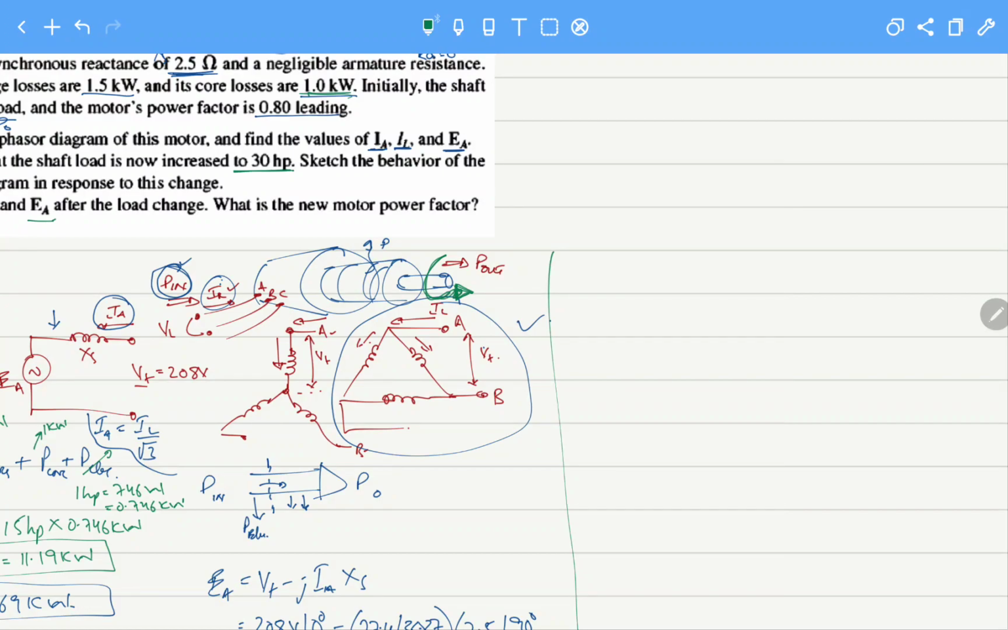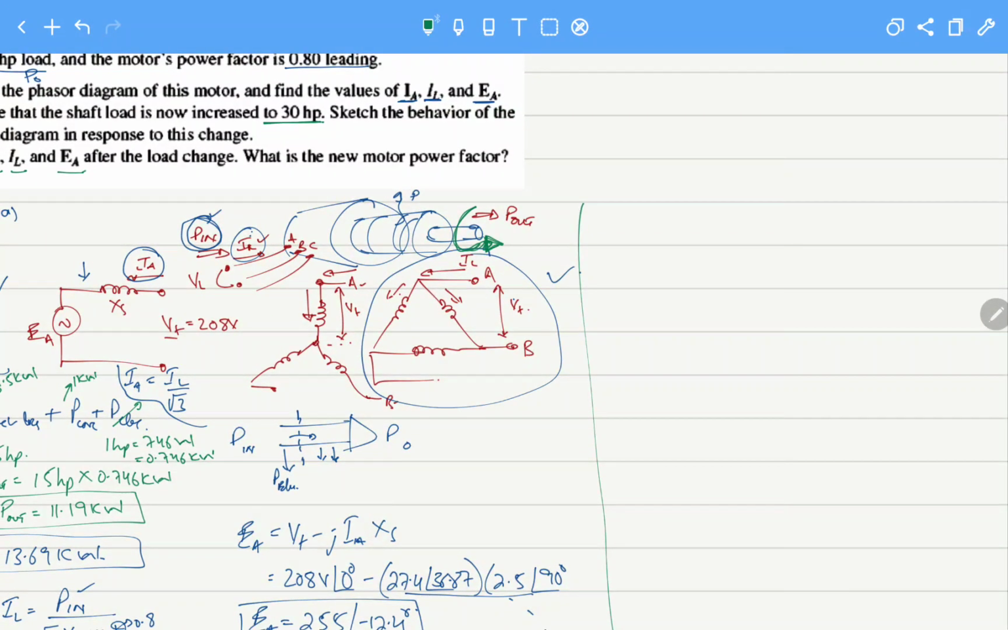So by increasing the load, can the internally generated voltage EA be changed? Its value is not dependent on the load. Its value is dependent on the excitation current IF. So the amplitude of EA will not change, yet the power angle will change, which will determine how much power is being drawn.